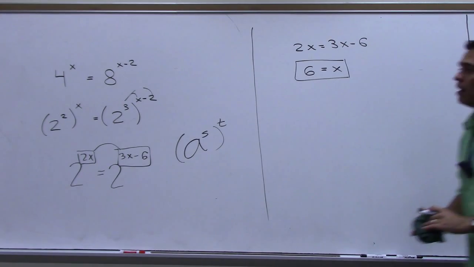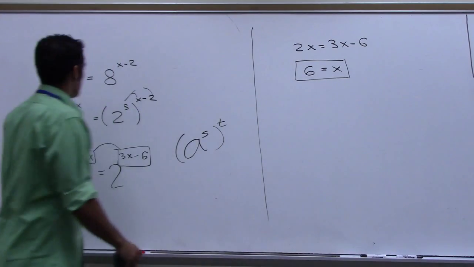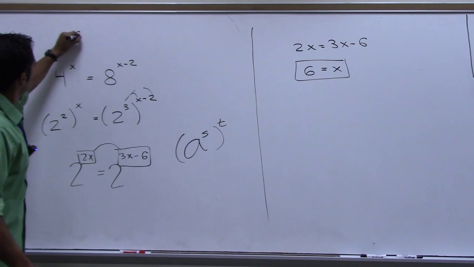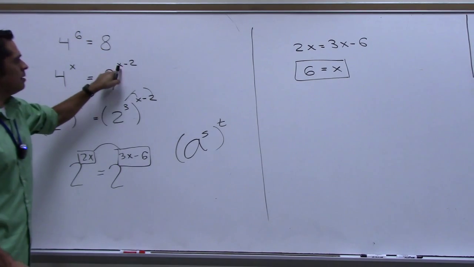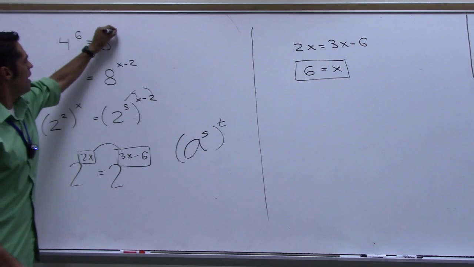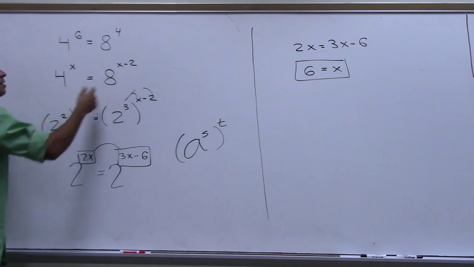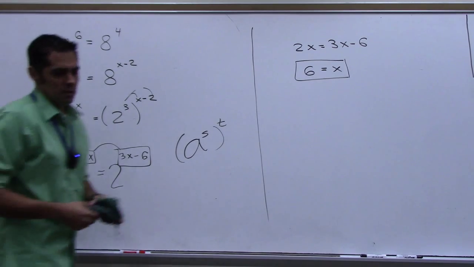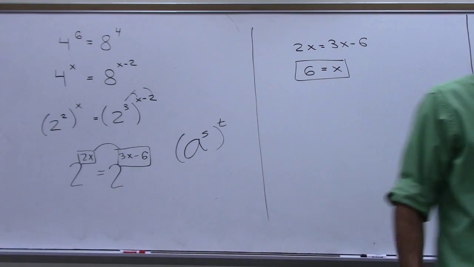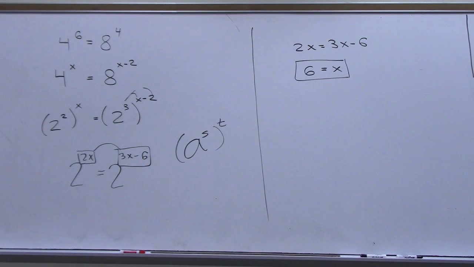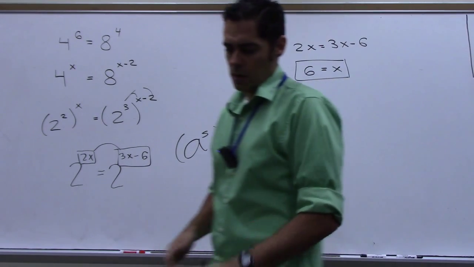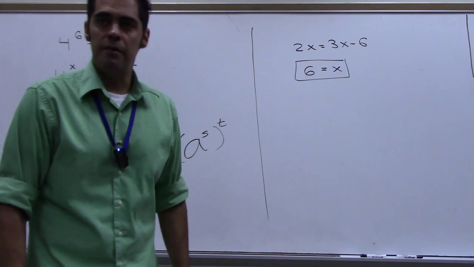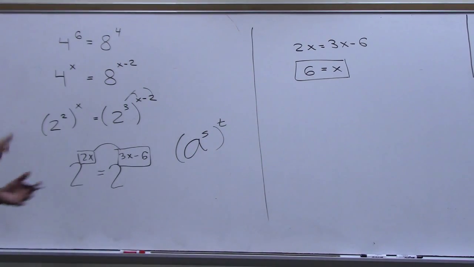And you could check it, right? Let's check it. 4 to the 6th power needs to be equal to 8 to the what? 4th power. So plug in 6 here and 6 here. Is that true? On your calculator, is 4 to the 6th the same as 8 to the 4th? Yeah, sure it is. Okay. That takes a little bit of imagination to get those two sides to have the same base.